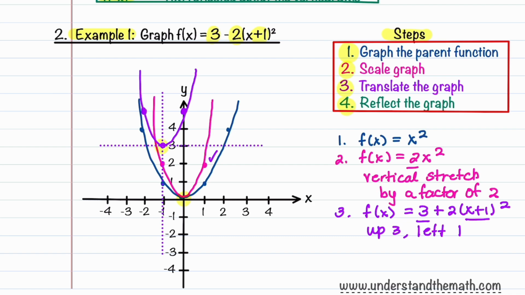Notice in our function that we have a minus sign right there. That tells us that we need to reflect our graph. So all we're going to do is take our purple graph and reflect it about the horizontal axis. So in our step 4, we're going to graph the entire function, f of x is equal to 3 minus 2 times the quantity x plus 1 squared, and we are going to reflect it about the horizontal axis.